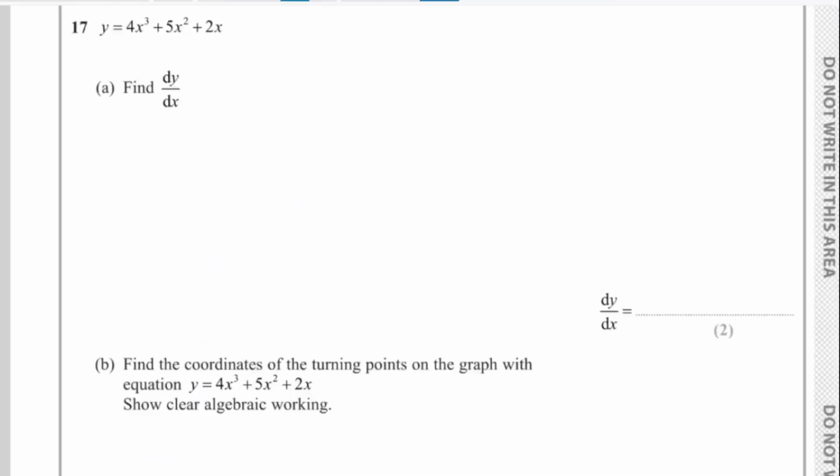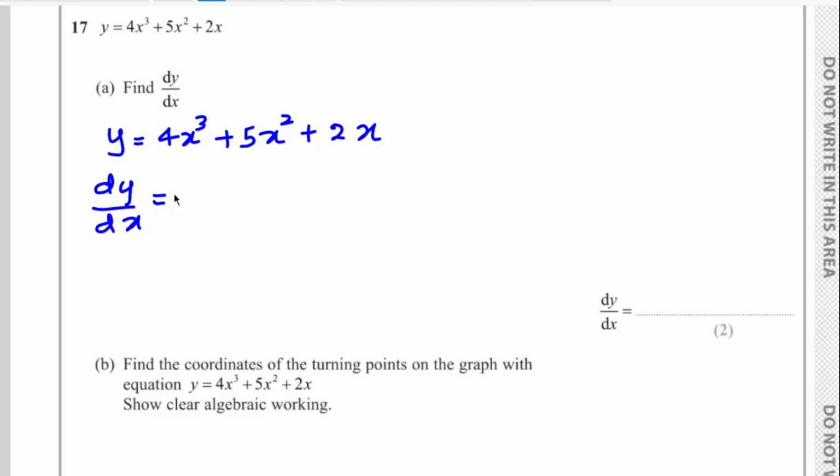Question 17 under differentiation. So let's rewrite the sum. Please don't ruin the original sum. Let's rewrite it. y equals 4x cubed plus 5x squared plus 2x. So when we're differentiating with respect to x in this case, I need to start off with this one.